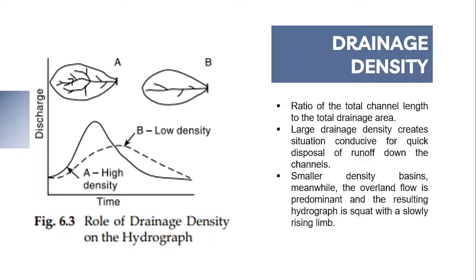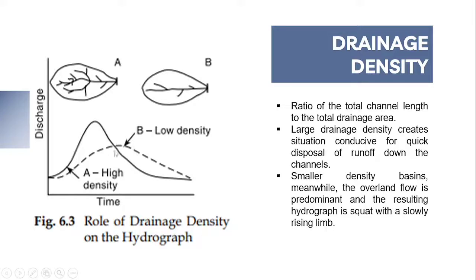Then we have the drainage density. So drainage density is the ratio of the total channel length to the total drainage area. So large drainage density creates a situation conducive for quick disposal of runoff down the channels, while in smaller density basins, the overland flow is predominant as mentioned earlier, and the resulting hydrograph is squat with a slowly rising limb.